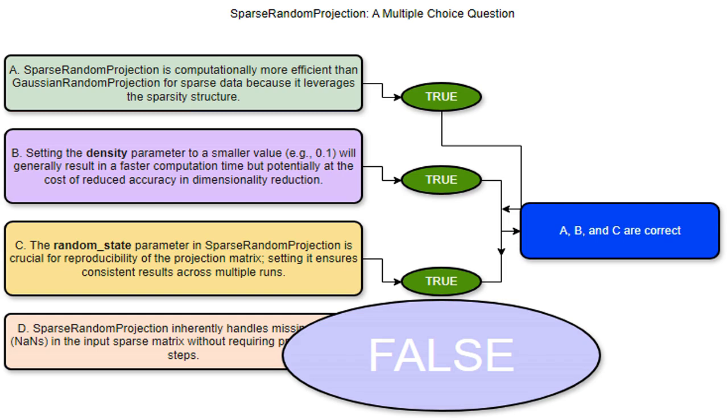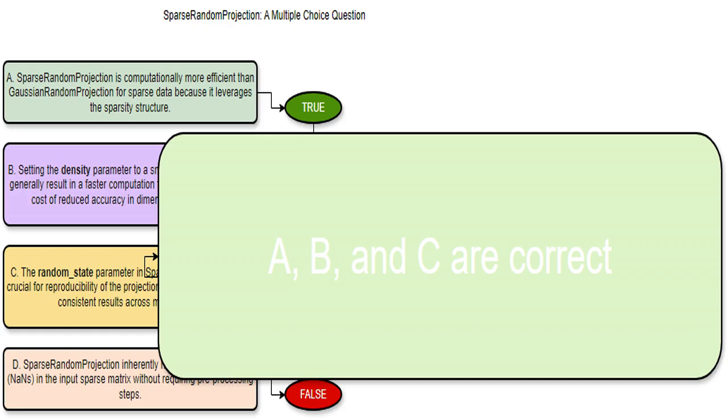Think of it like this. Sparse random projection is a tool that works on numbers. It doesn't know what to do with missing information. I determined statements A, B, and C to be correct. Sparse random projection is super efficient for sparse data. A. The density setting affects speed and accuracy. B. And using random_state makes your results repeatable. C. These statements accurately reflect how sparse random projection works.